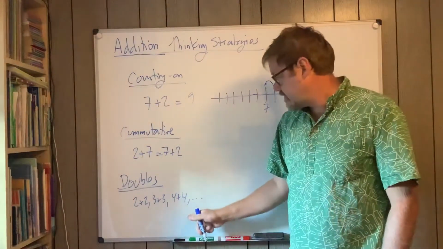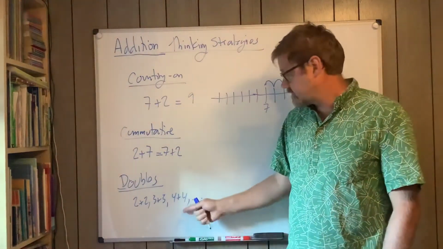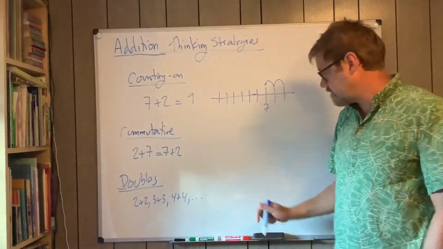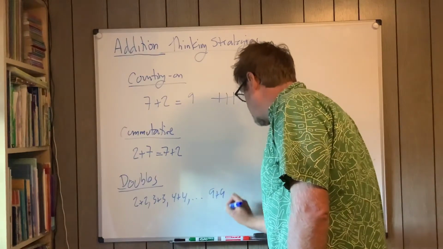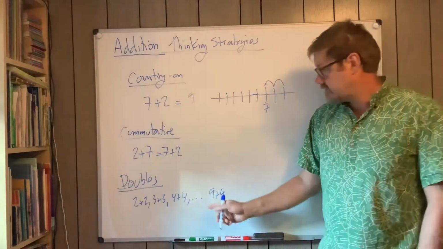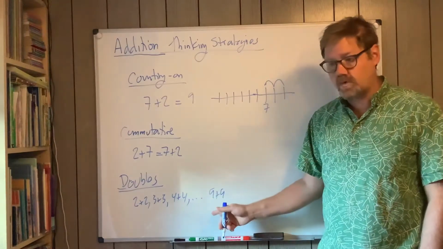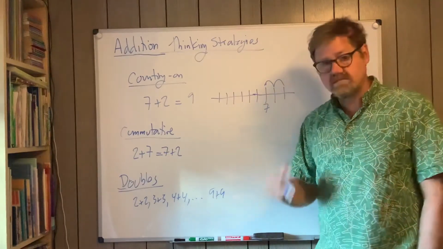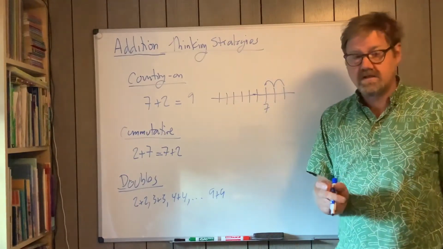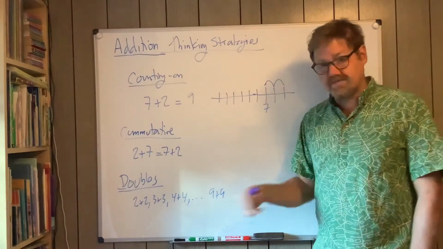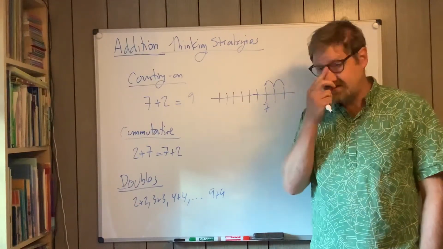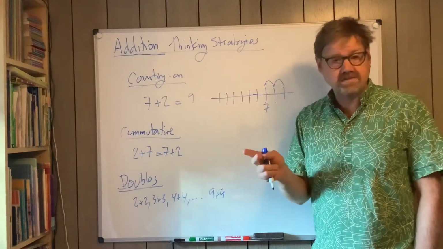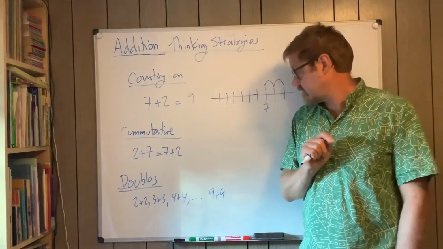All right, so the other thing is doubles. Just knowing that doubles are a good strategy to have, and I would say all the way up to 9 plus 9. First of all, once I know 7 plus 7 is immediately 14, let's say I'm adding 7 plus 8. Well, that's just one more than 7 plus 7. I know 7 plus 7, so 7 plus 8 must be one more than that.